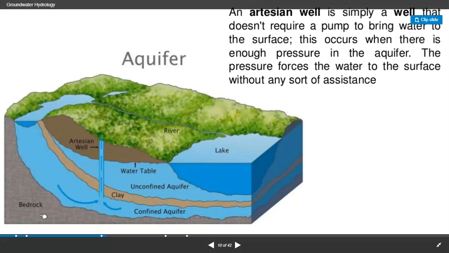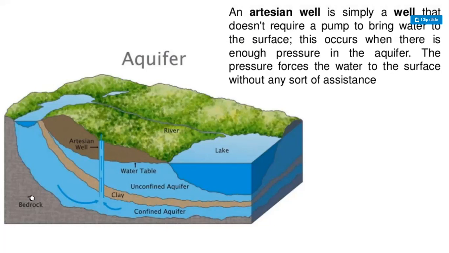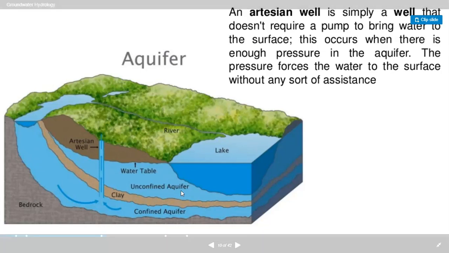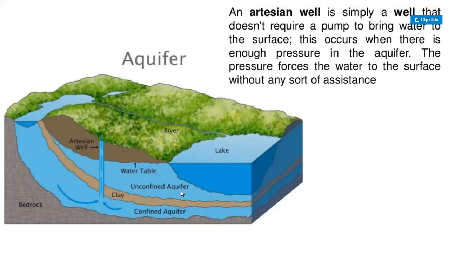So when the bedrock is impermeable and the clay is also impermeable, and water flows between two impermeable beds, that aquifer is called a confined aquifer. And an unconfined aquifer means an aquifer at atmospheric pressure.